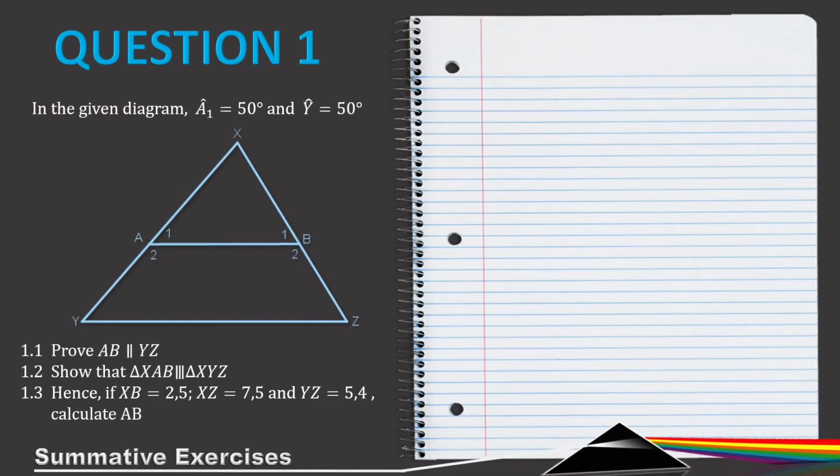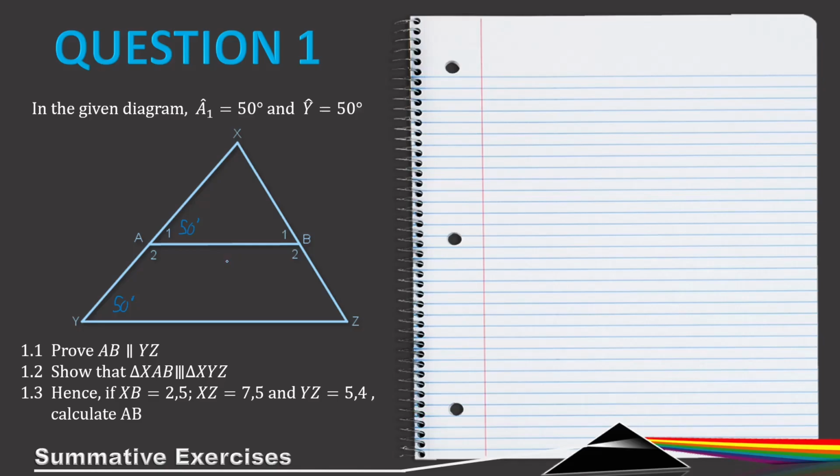So the first one, question 1. In the given diagram, A1 is 50 degrees and Y is 50 degrees. So first of all, we're just going to indicate that on the diagram. So we've got 50 degrees and 50 degrees over here. Now, first of all, 1.1, prove that AB is parallel to YZ.